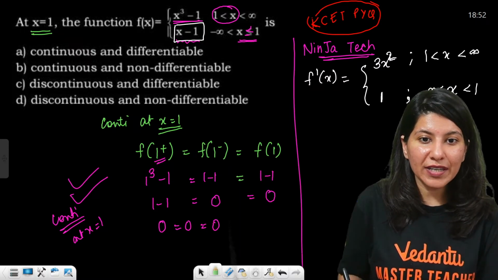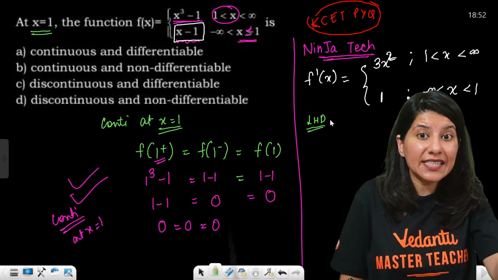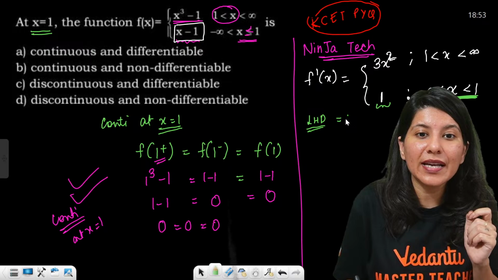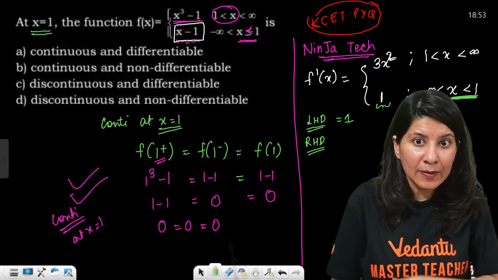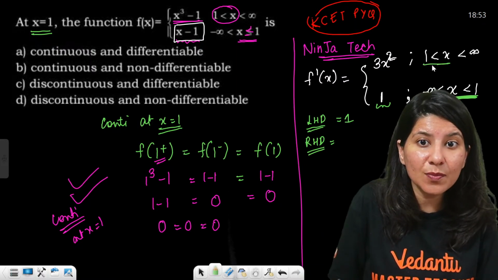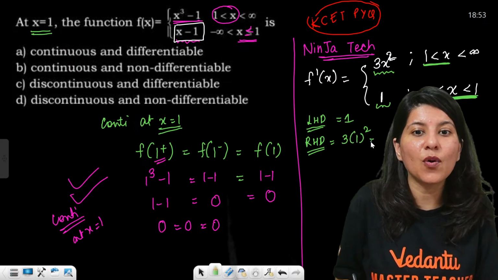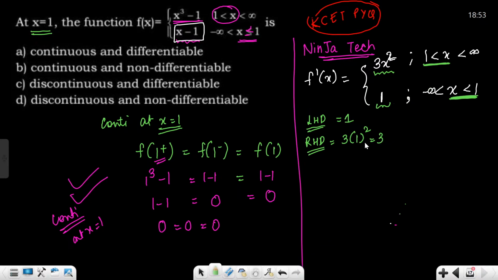Now what you are looking for is LHD, that is the left hand derivative at x equals to 1. When x is less than 1, your differentiation is 1, so LHD is 1. What about RHD, my dear students? RHD means x greater than 1. Where is x greater than 1? This branch. So you have to put 1 over here, 3 into 1 square. Oh my god. RHD is 3, my dear students. RHD is 3. Can you see?